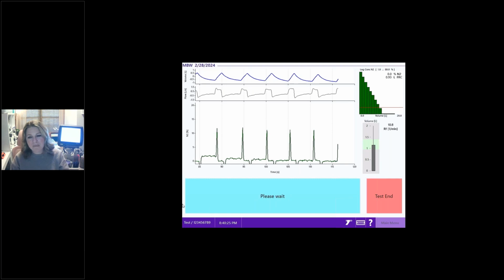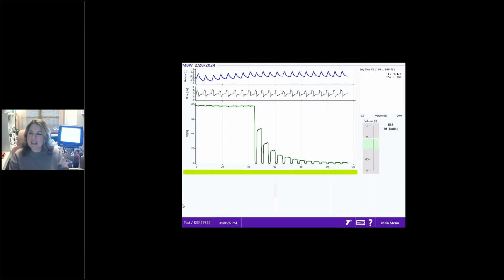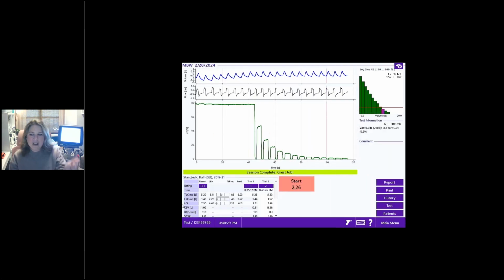There we go. At that point, we can have the patient remove the mouthpiece, take off their nose clips, and then I'm going to go ahead and pause again here for just a moment. So I am getting the session complete, great job message in the coaching bar. You can see over here in the test information that I have an A grade, looking at both the variability for my FRC and for my LCI parameters. They're both within range. So this test is reproducible from trial 1 to trial 2.